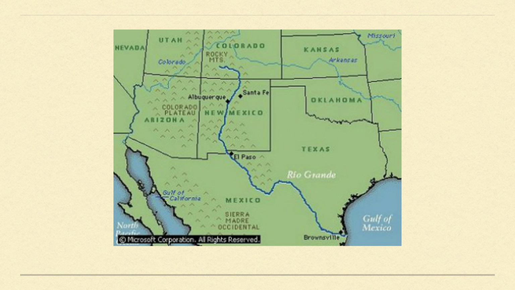It's actually an international border. It's between the United States of America and our neighbors to the south, Mexico. So that river is part of the border between the United States and Mexico. It is the fourth largest river in the country, and I'm going to talk about that in the next slide.